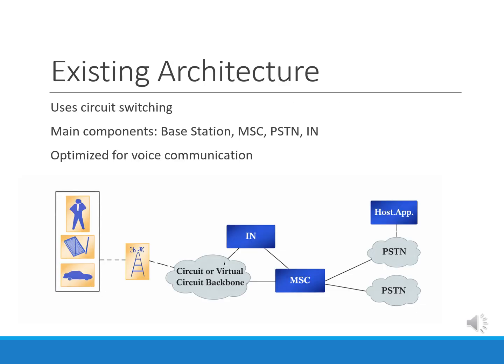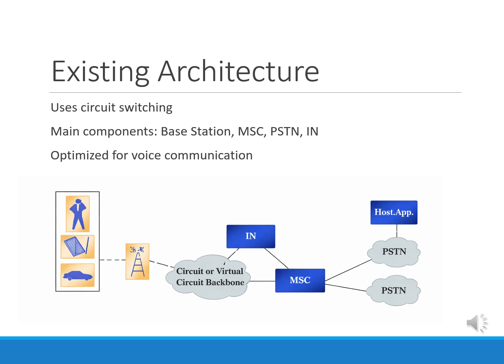Now let's look at the existing architecture, which is the traditional mobile network design. It mainly uses circuit switching and focuses mostly on voice communication. Main components include base station, MSC (mobile switching center), PSTN (public telephone network), and IN (intelligent network).